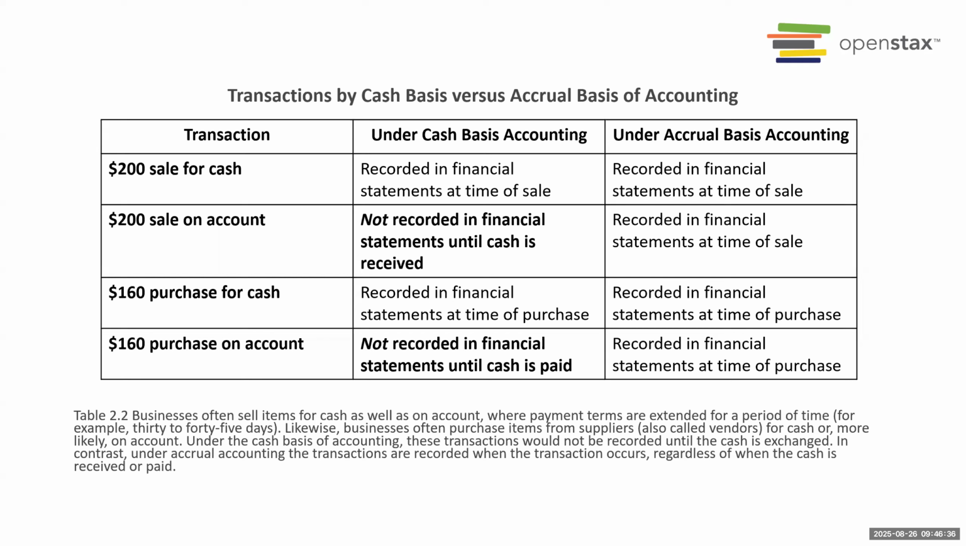A $160 purchase for cash. They're both recorded in the financial statements at the time of purchase. And $160 purchased on account. That means you owe the supplier or vendor. Again, not recorded on the cash basis form of accounting, but it is recorded in the accrual basis of accounting.